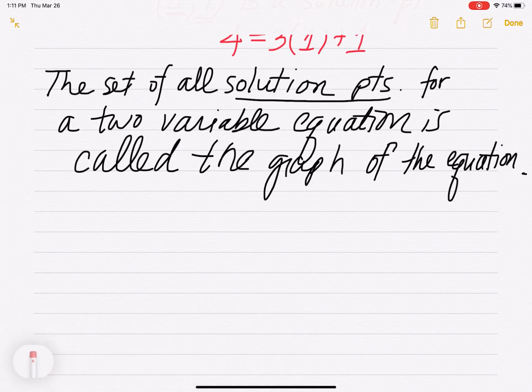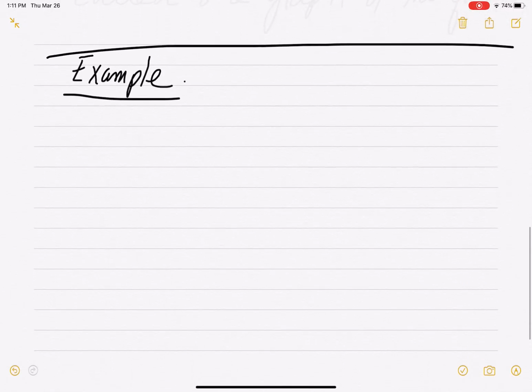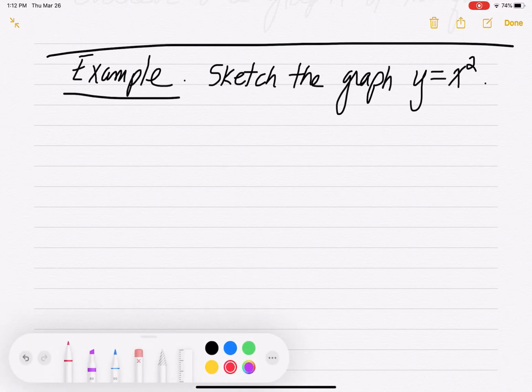So let's just do an example here. Let's say we wanted to sketch the graph of the following equation, y equals x squared. So here's a two variable equation, right? It has y and it has x. The equation is y equals x squared. So we want to find some solution points.